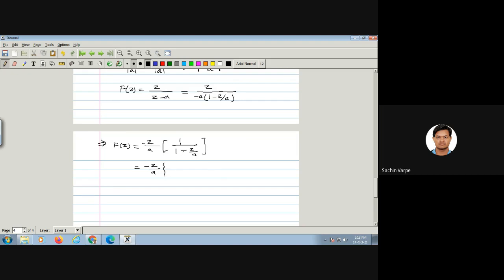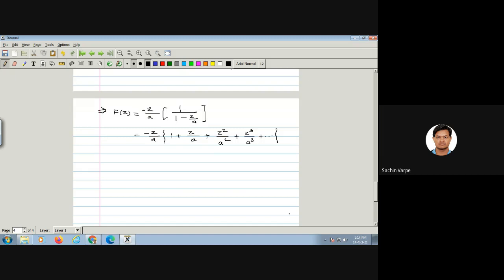And how do I write 1 upon 1 minus p? I have the infinite expansion: 1 plus p plus p square plus p cube plus and so on. Am I right? So when I multiply by minus z by a inside, what I'll get is minus z by a, minus z square by a square, minus z cube by a cube, minus and so on.